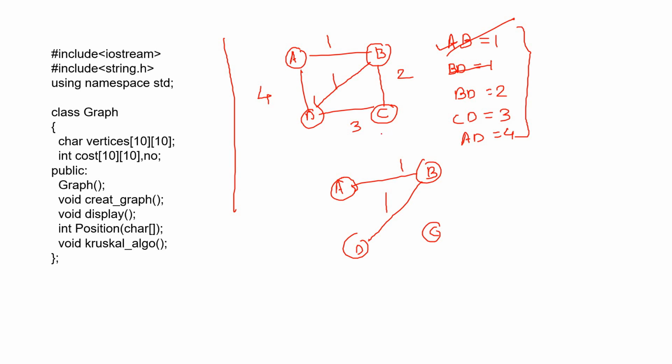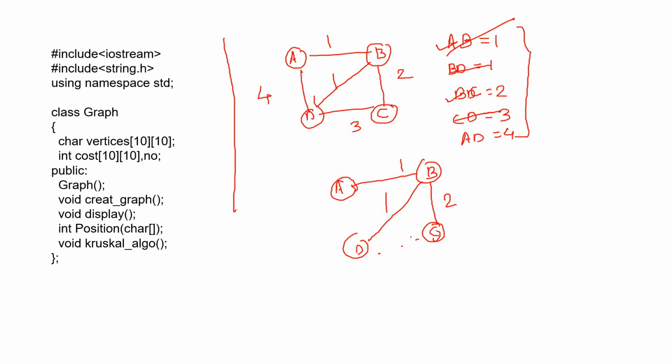Next one we can add is BC. This should be BC because of its weight, so we can add BC. If I add BC, will it form a cycle? No, so we can add it. After that, the next edge is CD. If I add CD, then it will form a cycle.